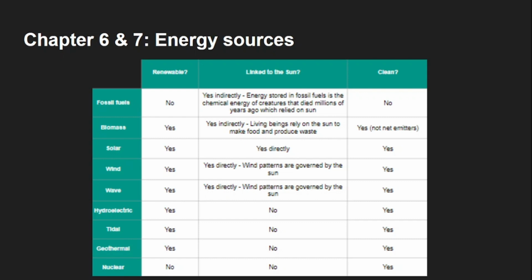If you look at geothermal vents, that is also a renewable source of energy. It's not linked to the sun because it is about hot rocks under the surface of the earth, so they probably don't see the sun at all, and it's a clean source of energy.